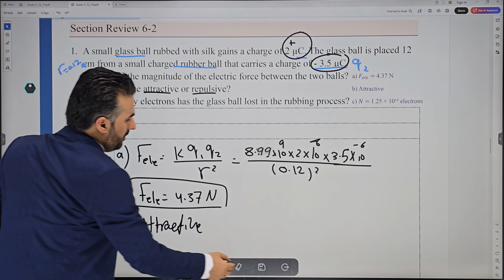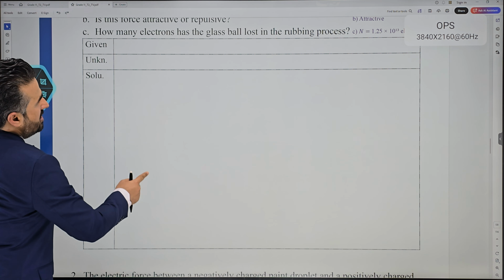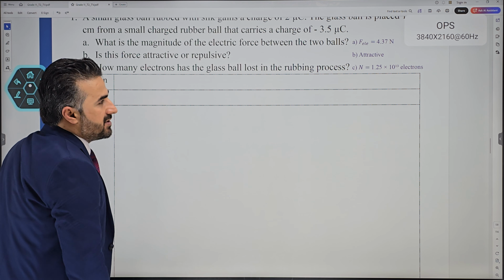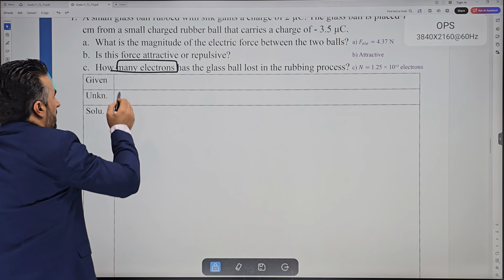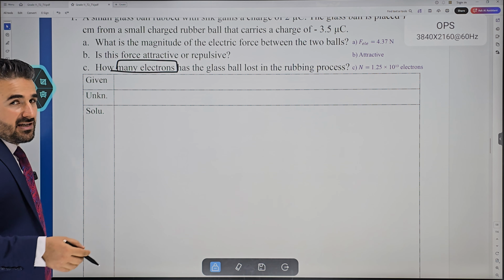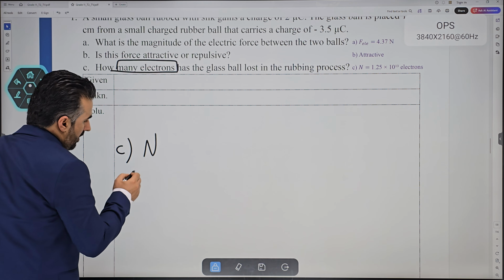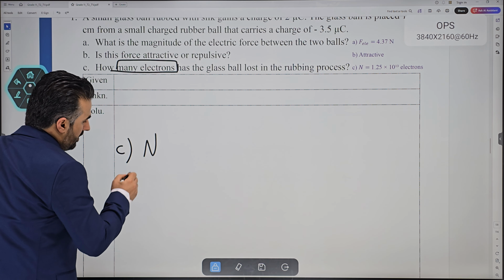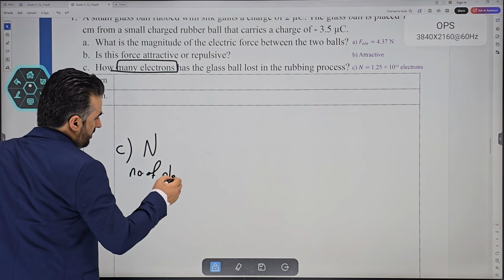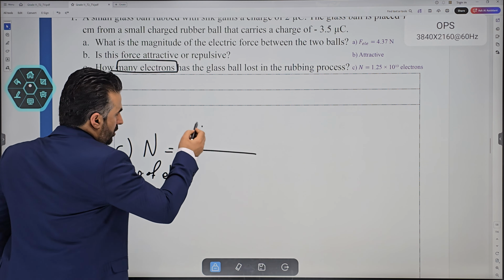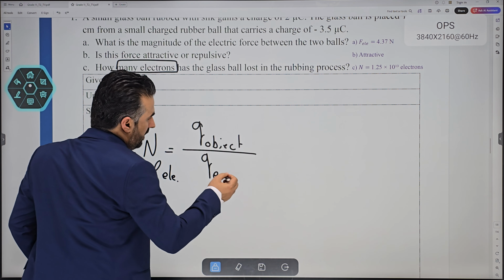What about part C? I like part C too. It says, how many electrons has the glass ball lost in the rubbing process? Whenever the question says how many electrons, or the excess electrons, we have one equation. So this would be n, the number of electrons, that is equal to the charge on the object divided by the charge of the electron.